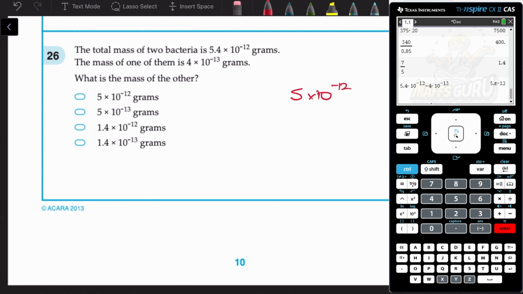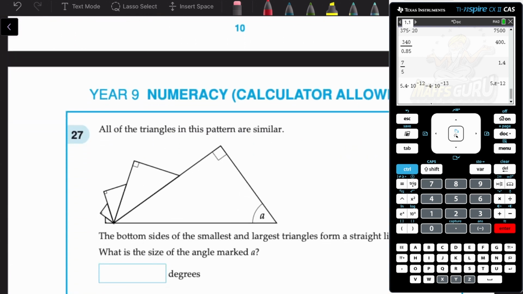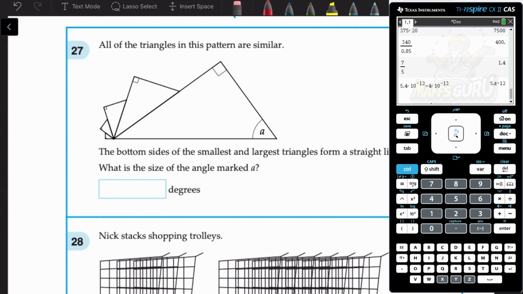This E basically stands for the times 10. It doesn't know how to say it otherwise. So I'm looking for 5 times 10 to the minus 12. There is my answer there. So again, that question was more about do you know how to use your CAS than anything else, or your calculator.